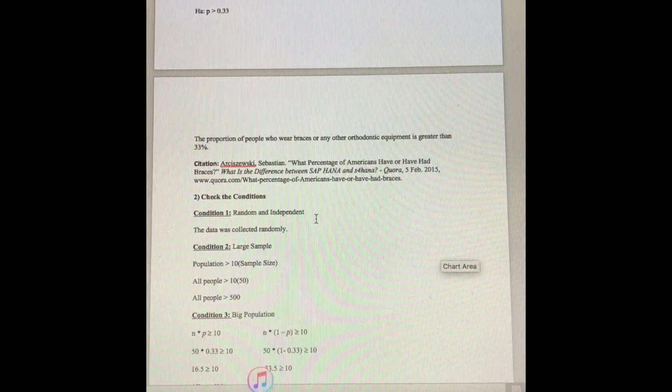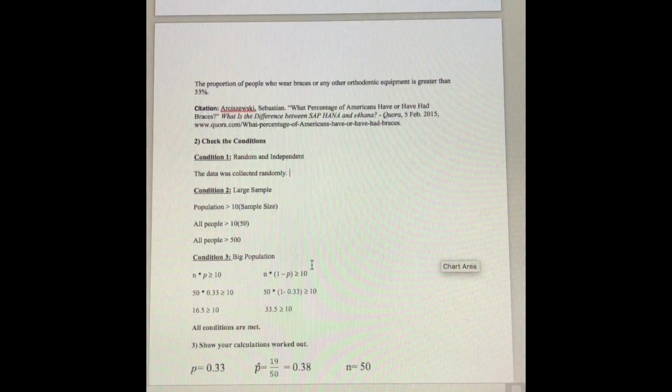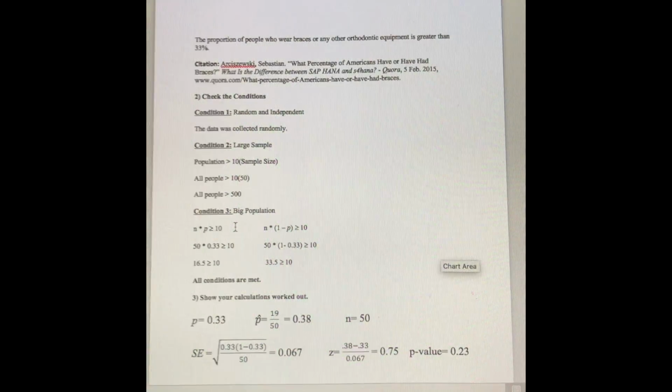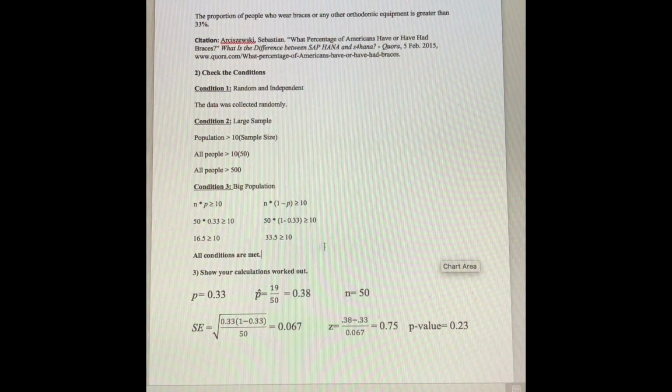For my conditions, I said that the data was collected randomly. For condition number 2, I said that all people is greater than 500. And for condition number 3, I said that n times p and n times 1 minus p were both greater than 10, which proved that all of my conditions were met.